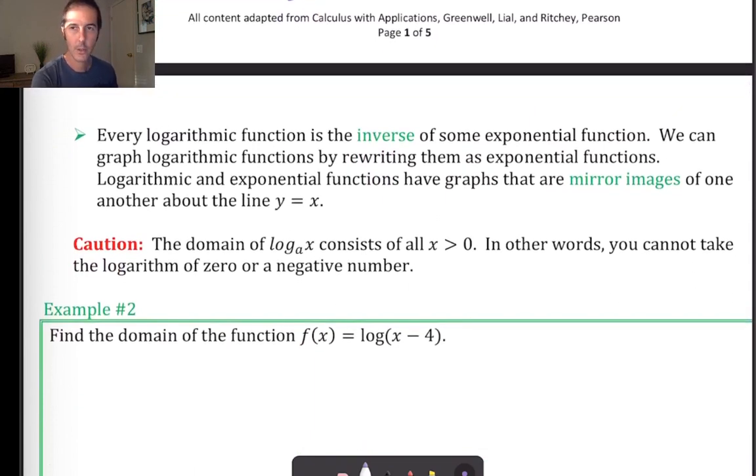You know that the graph of inverse functions are mirror images of one another over the line y equals x. So that's what's being said in this statement here.